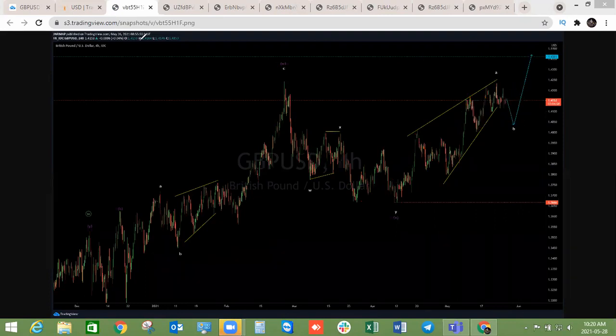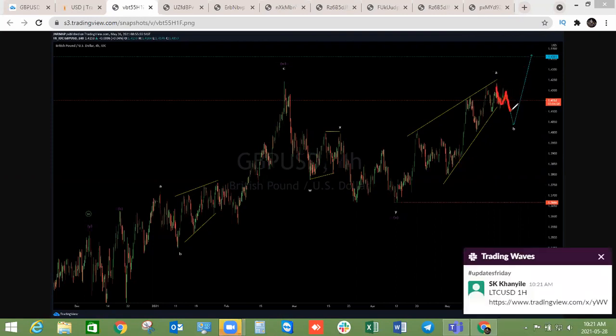As we have seen here, what has happened now, this is a chart from the 26th. This is a 4-hour chart. Remember the 4-hour charts, we update them twice a week. So here, this is what has transpired. We have got that B has played out, and then this is where we are currently. This is where we are.